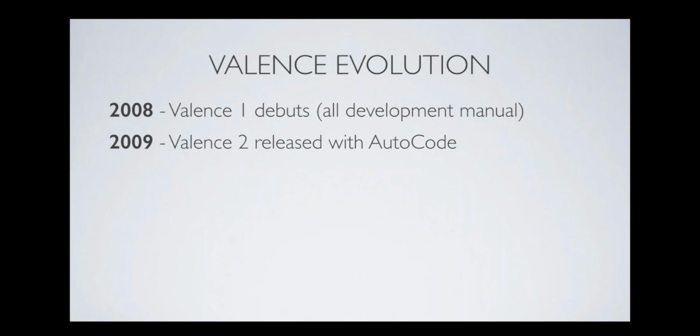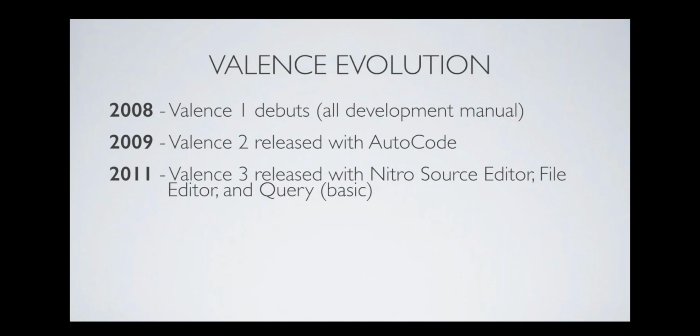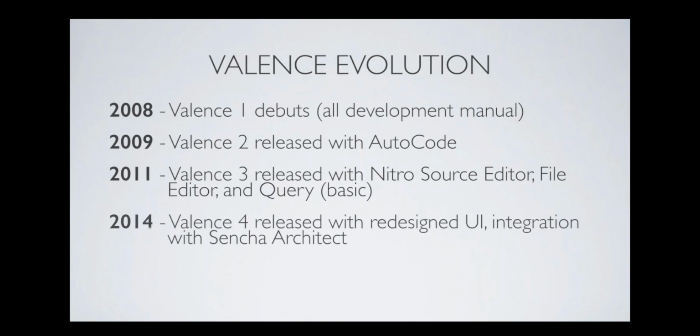So with Valence 2, we released AutoCode, which helped customers develop inquiry applications and file maintenance applications with no programming, just by going through a wizard. And that was very popular. Then in 2011, Valence 3 came out, and we added more things to help developers and end users. We had a source editor, we had a file editor, and then for the first time we introduced query as well, which we call Nitro Query. That was very basic. I have in parentheses there, it's basic. So the features of the query were pretty basic at that point.